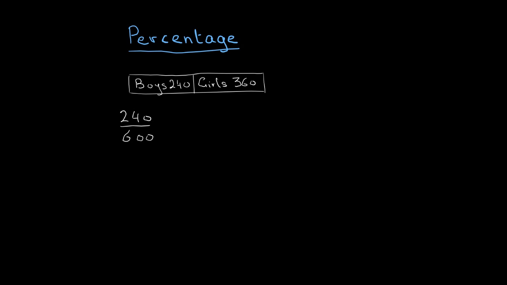But now we want to express it as a percentage. So what do I mean by a percentage? By a percentage, I mean that the denominator should be 100. So how can I get the denominator to be 100? Well, I'll divide the denominator by 6. When I divide 600 by 6, I get 100. So I have to divide the numerator by 6, and I'm going to get 40. So we denote this as 40%.